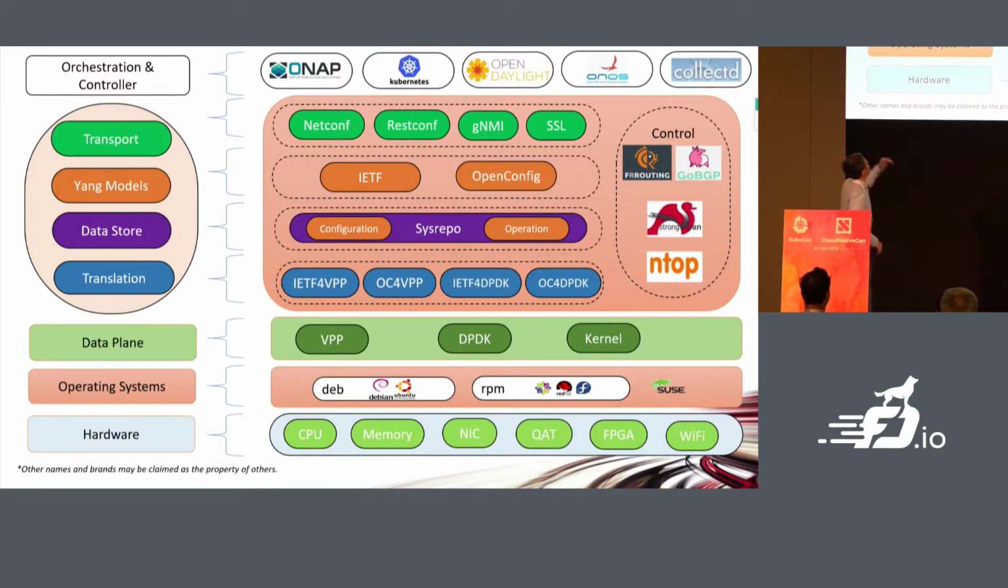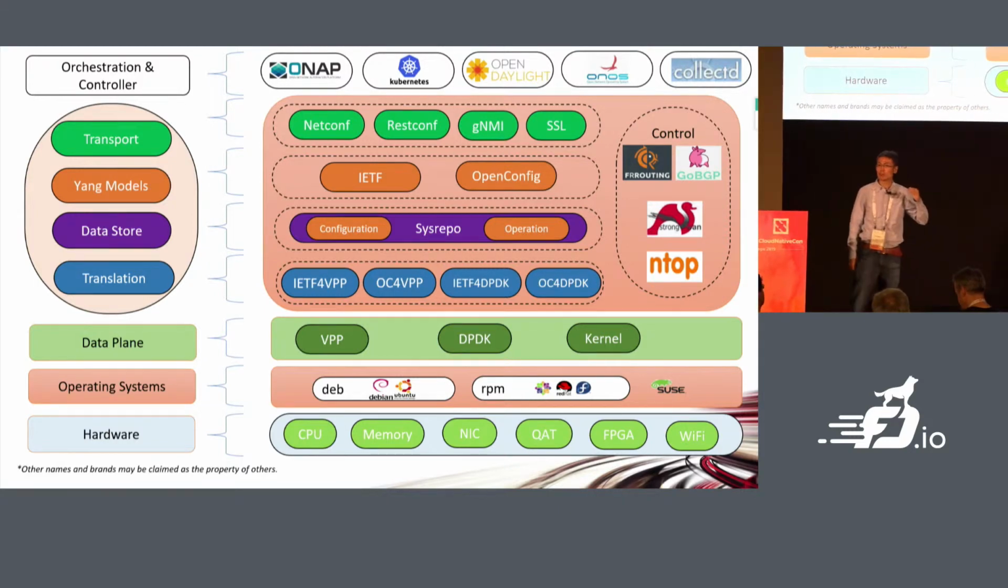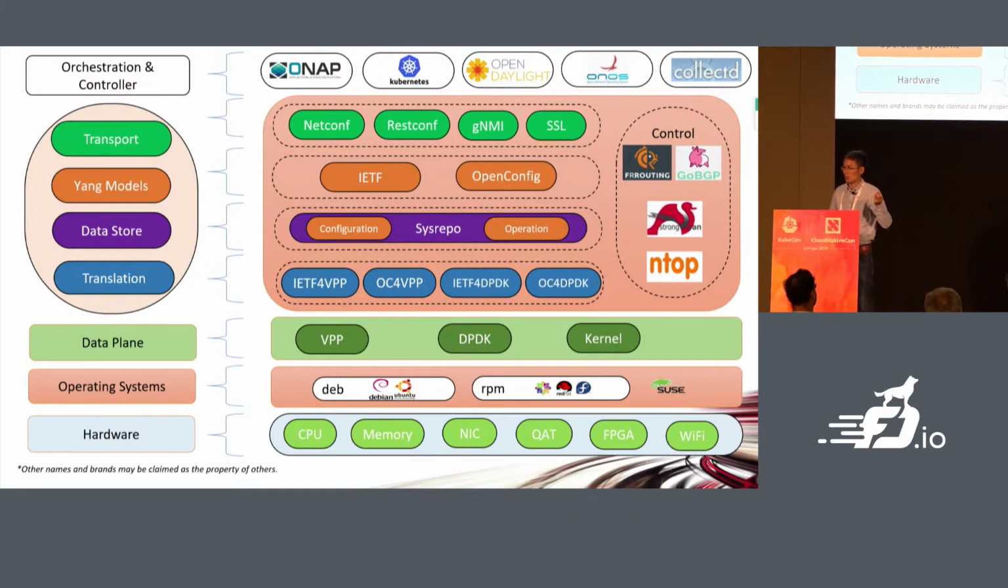Okay, the second layer is the Sweetcomb scope. It contains 4 parts. One is the transport layer. The second is the Yang model layer, and then the data store, and finally the translation layer. On the transport layer, we plan to support interfaces: the Netconf protocol, RESTconf protocol, and also the gNMI protocol. gNMI is the gRPC-based protocol. And we also plan to support SSL.